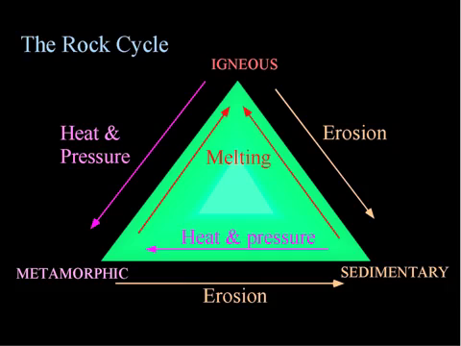Alright, let's try this again. Let's start this time from metamorphic rock. If metamorphic rock melts, it can become igneous. Or if it erodes, it can become sedimentary. Do you see how every rock type has a choice or a say in what it becomes next?